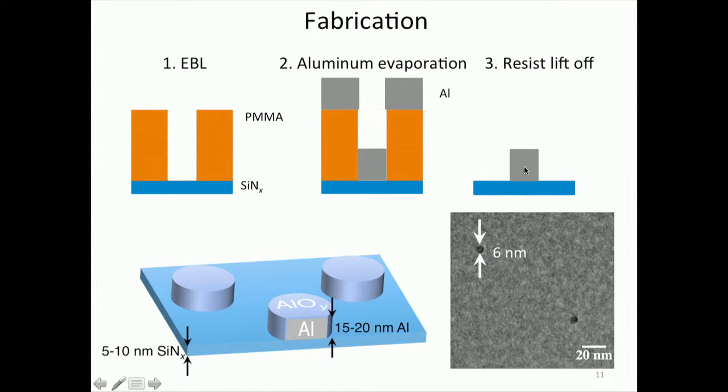I'm going to talk here mostly about aluminum discs. Here's a 3D rendering of the final structure that we're going to have. It's going to be a very thin silicon nitride with aluminum discs on top of it, with height from 15 to 20 nanometers. And we should note that there's some oxide on the aluminum here. Here we have a TEM image showing the smallest structures that we fabricated. We fabricated down to 6 nanometer aluminum nanodiscs.